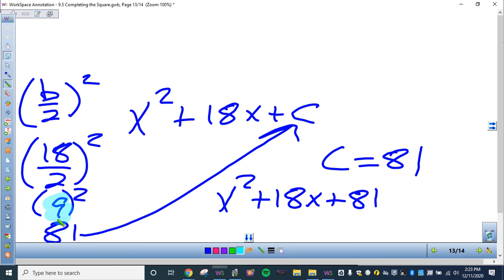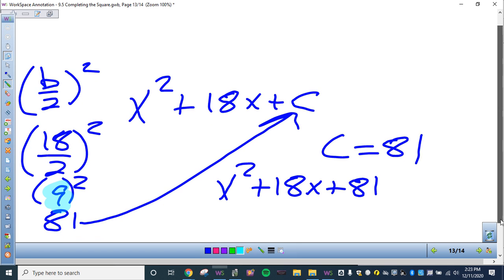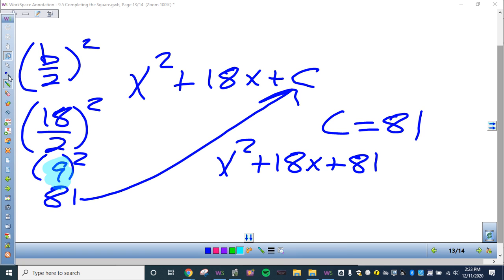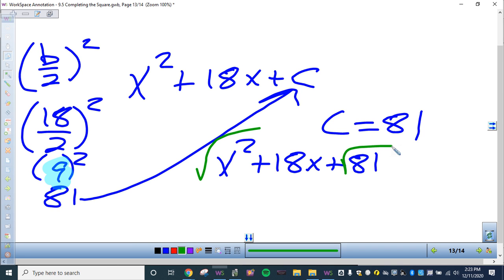Remember, like you were pointing out before, that 9 will repeat when we factor this quadratic right here. And you factor this quadratic by square rooting the a and the c term. Square root of x squared is x. Square root of 81 is 9, and you're done.